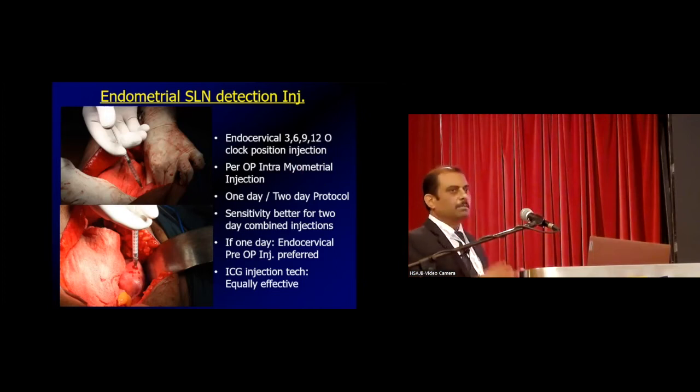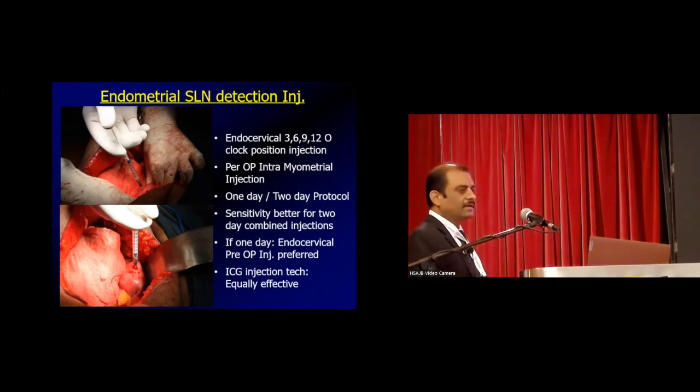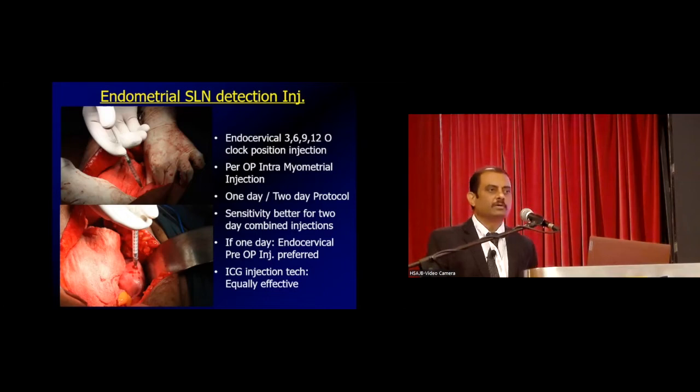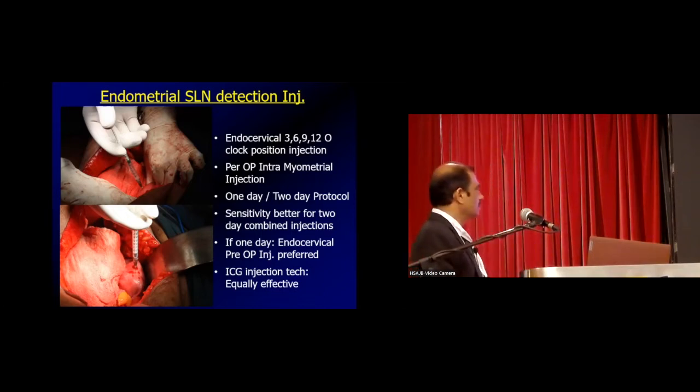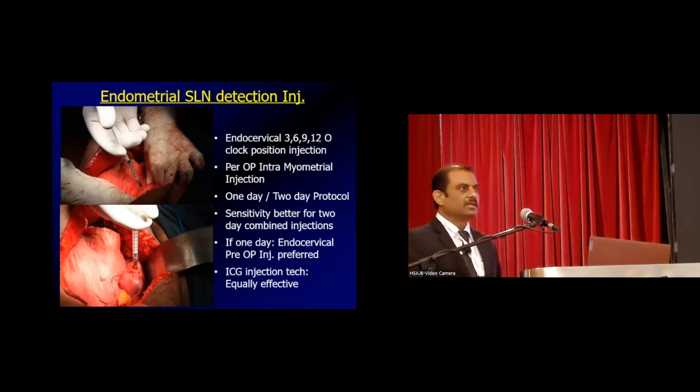The second way is peroperatively. The gynecologist operates, opens up the abdomen, shows the uterus, and gives an intraoperative intramyometrial injection. That is the second way of injecting. And the third way is you can combine both. It has been shown the sentinel lymph node detection sensitivity improves if you are doing both injections. But in practice, this may be the best one: do an endocervical injection the previous day, and the next day you probe the patient.